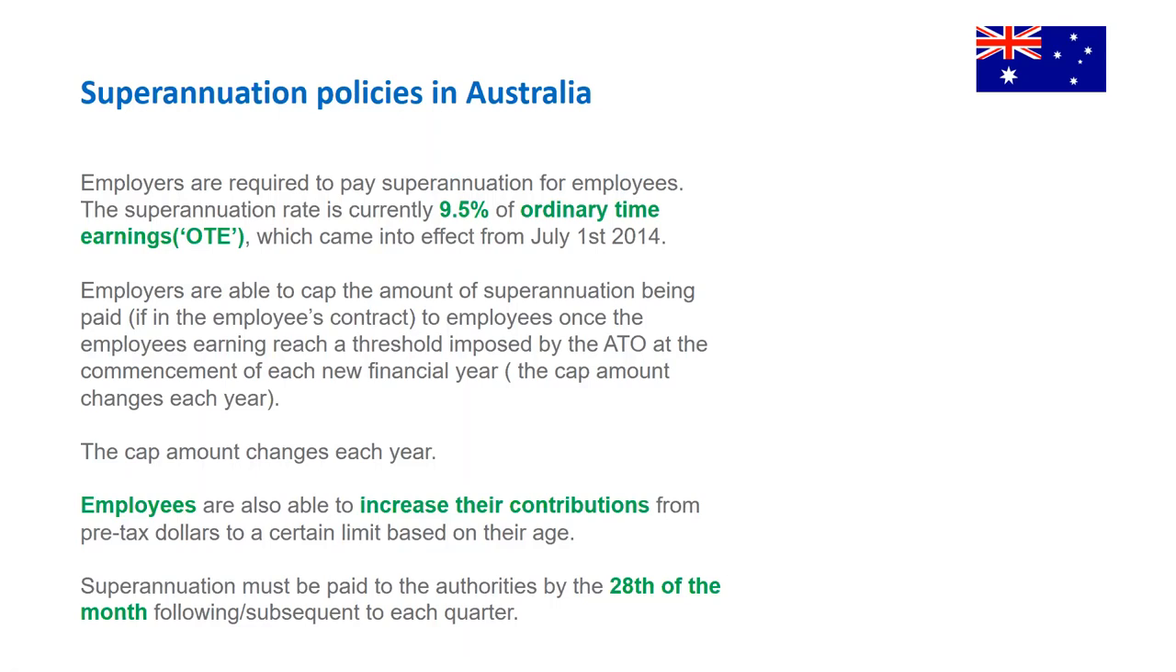The cap again depends on the year, but at present it is 9.5% of the ordinary time earnings. So whatever you're earning, the organization has to pay superannuation for the employees on that. The cap can change, and employees also have an option to increase their contribution, just like we have in India, where we can voluntarily pay more. It is from the pre-tax Australian dollar that you can increase the contribution. The timeline for superannuation is by the organization, the 28th of the particular month or subsequent quarter. So these are the basic policies when it comes to superannuation.